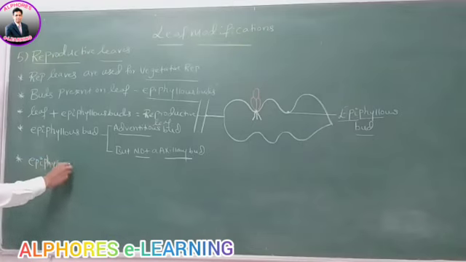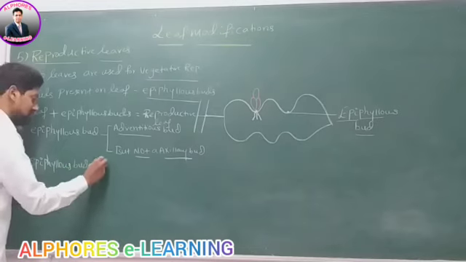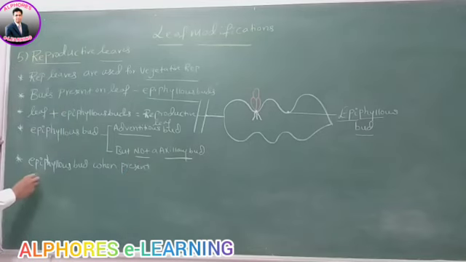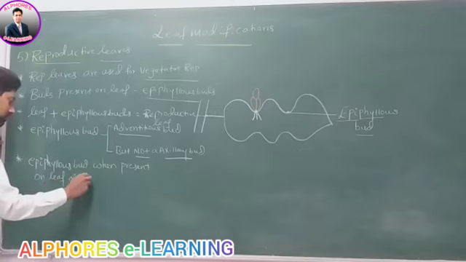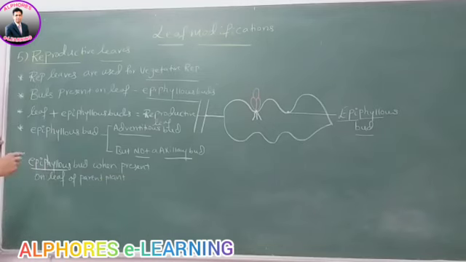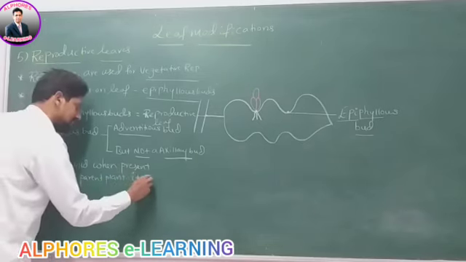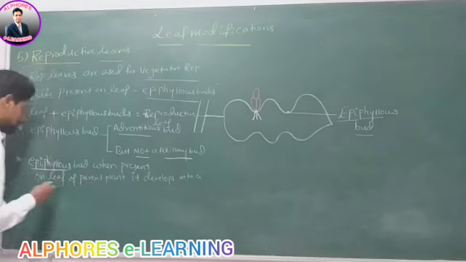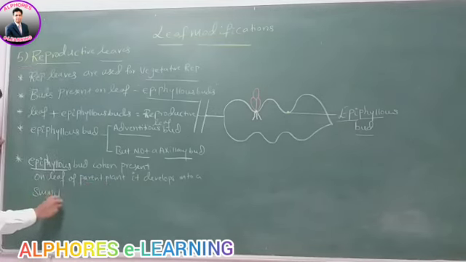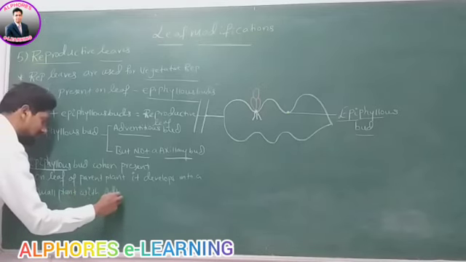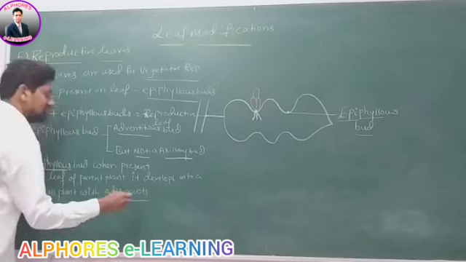Which bud, sir? Epiphyllous bud. When the epiphyllous bud is present on the leaf of the parent plant, what happens? It develops into a small plant. Develops into a small plant with what, sir? Adventitious roots. With what, sir? Adventitious roots. Is this statement okay?